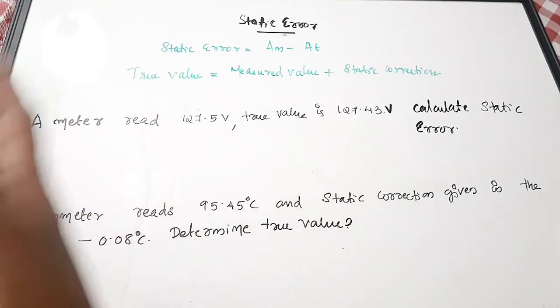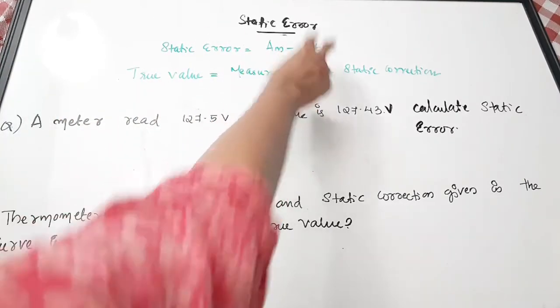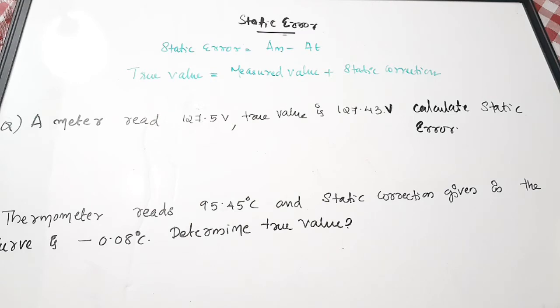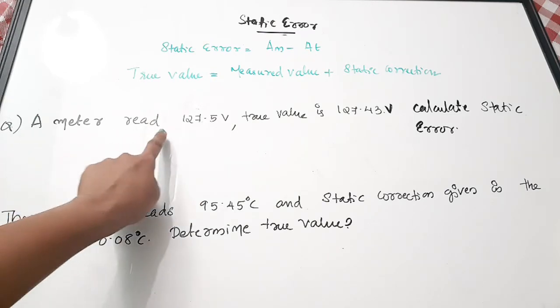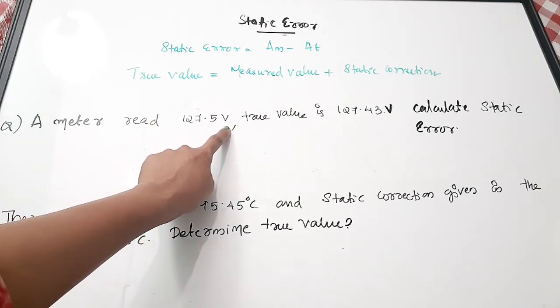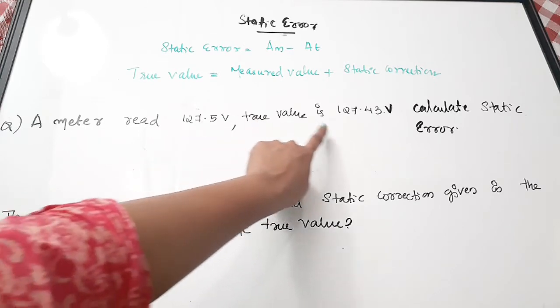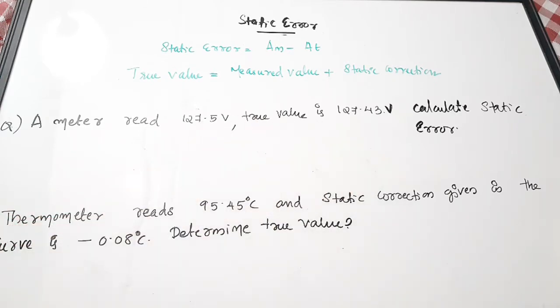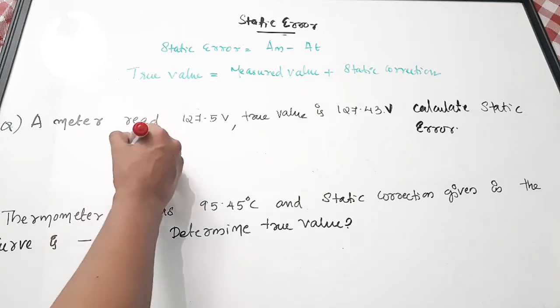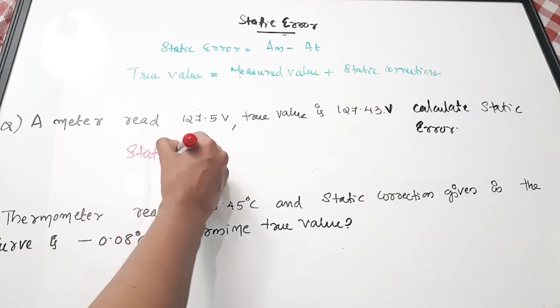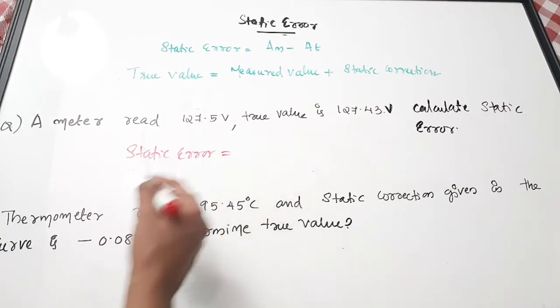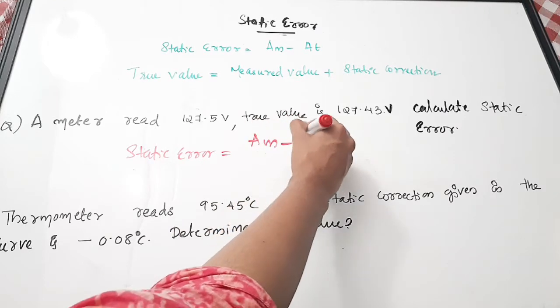So just know that static error is the difference between the measured value and the true value. Okay, so the first question is, a meter read 127.5 volt. True value is 127.43 volt. Calculate the static error. So static error is, the simple equation we have to use, static error is equal to AM minus AT.